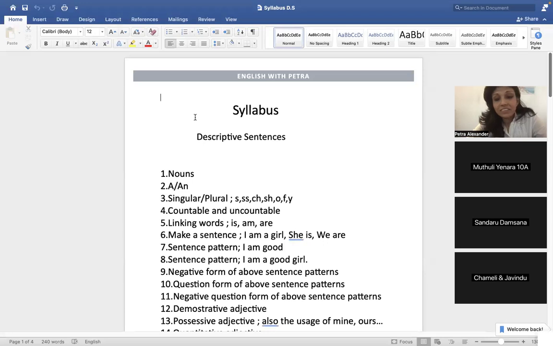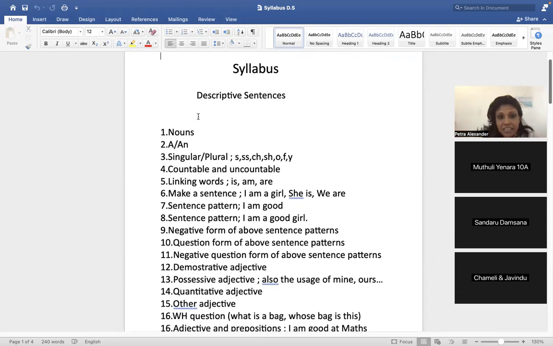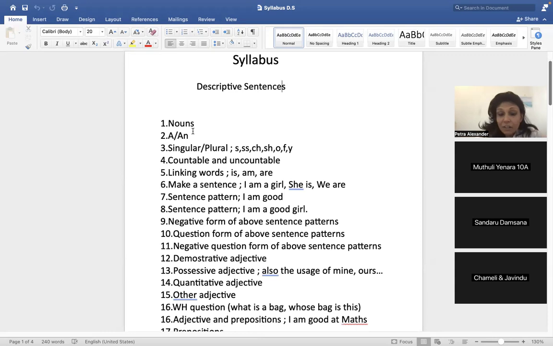Right. Okay. So first today I will show you the syllabus that we have to do. Syllabus means all the sentences that we have to do. This is descriptive sentences. Descriptive sentences is where you describe something. In short, I am a girl, I am good, I am a good girl, right? That type of sentences, no verbs.